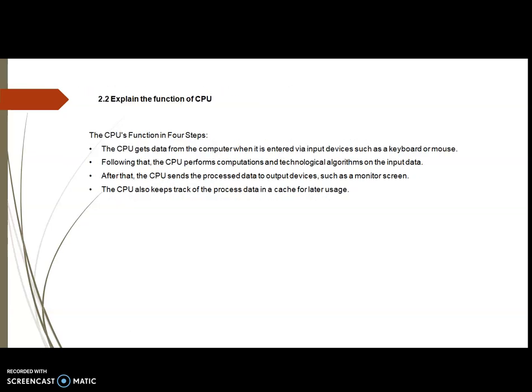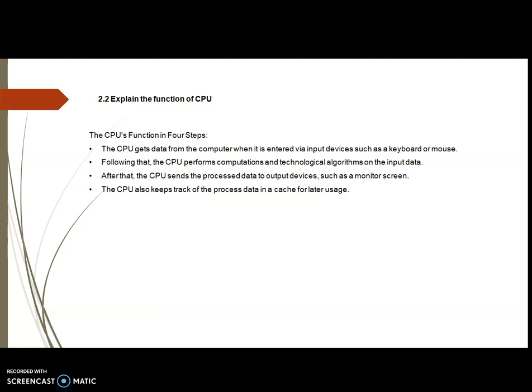To explain the function of CPU. The CPU function is 4 steps. The CPU gets data from the computer when it is entered by an input device such as a keyboard or mouse.